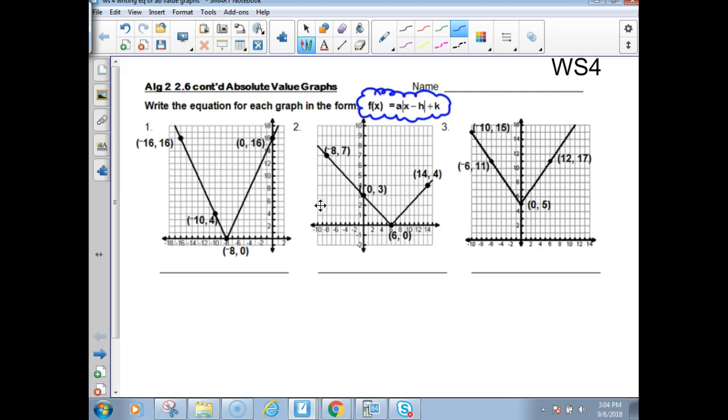So, not too hard. Find your vertex. It's labeled at -8, 0. Actually, let's do number 3 together because there's a mess up on that one. The vertex here is 0, 5. That means H is 0, K is 5. You already got 2 of the things you need to fill in. What else will we need to fill in?